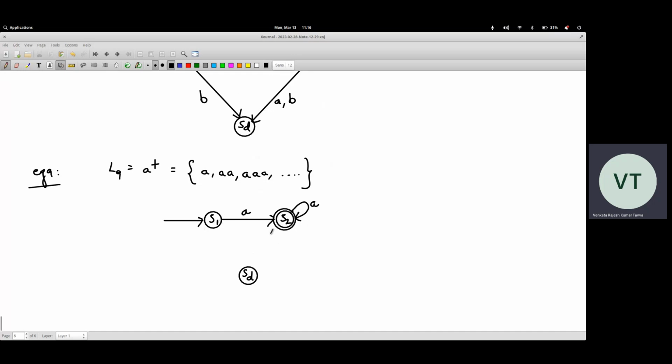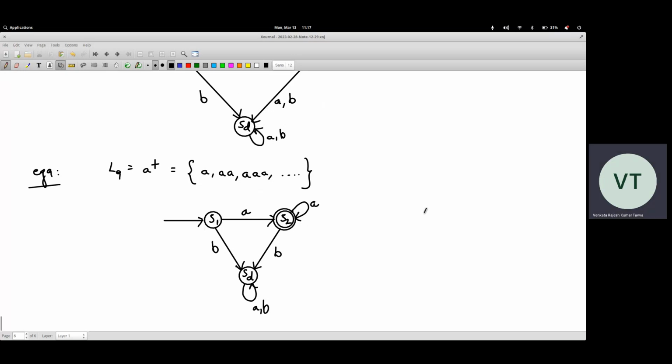All right. But if you see a B, you should reject it. So go to the dead state. And if you see a B in the beginning also, you just go to the dead state. And in the dead state, you should have a loop on A comma B. Even here, there should be a loop. Okay. That's it. Simple.